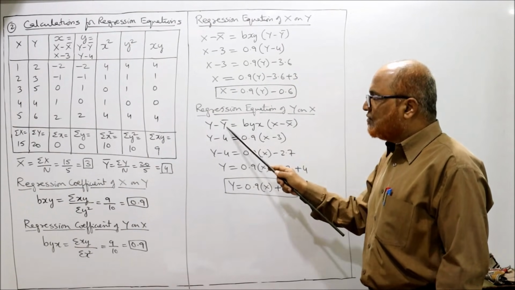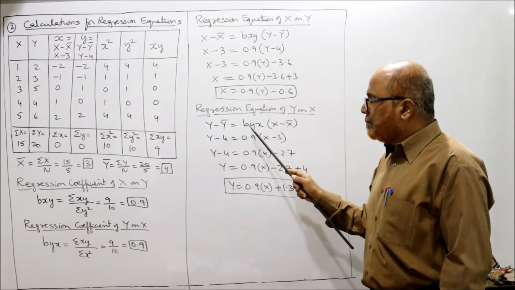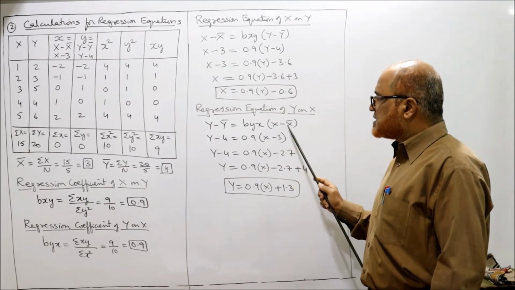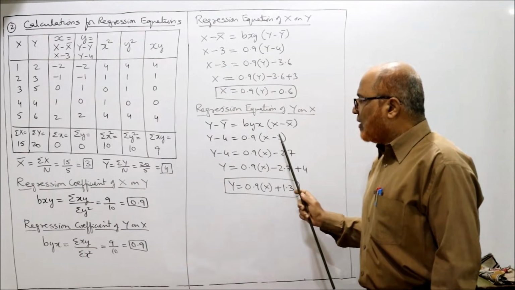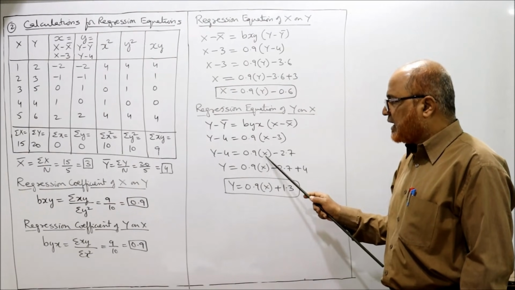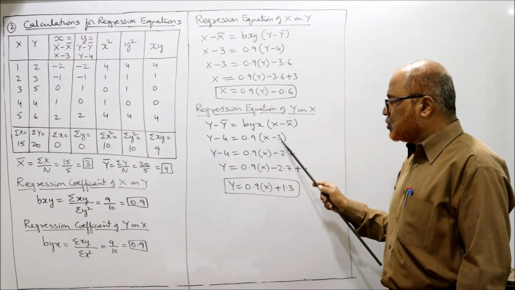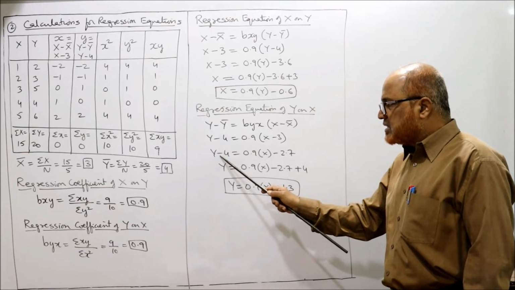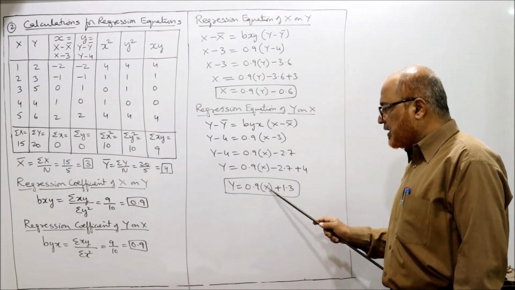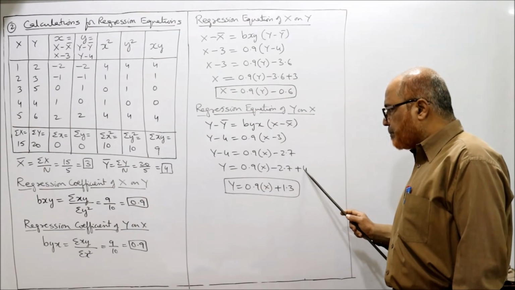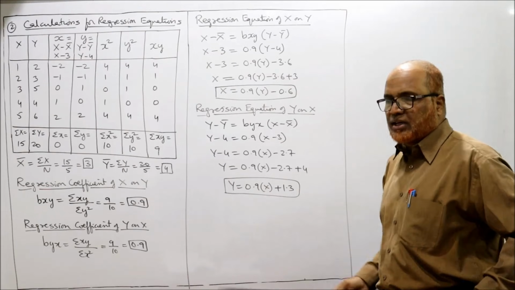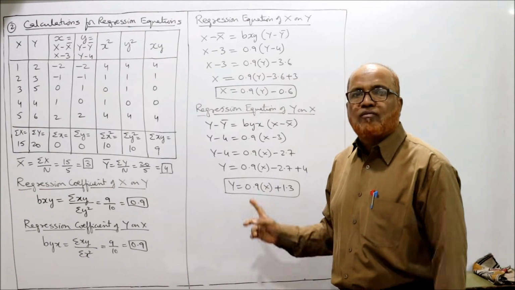So y minus y bar is 4, byx is 0.9, x minus x bar is 3. Now again open the bracket. Y minus 4 is equal to 0.9x minus 0.9 into 3, 2.7. Now bring this minus 4 to RHS, it will become plus 4. So y is equal to 0.9x minus 2.7 plus 4, you will get plus 1.3. So y is equal to 0.9x plus 1.3. This is the regression equation of y on x.